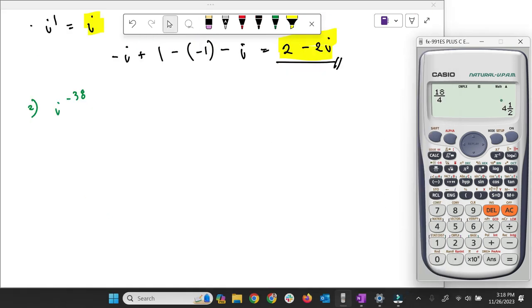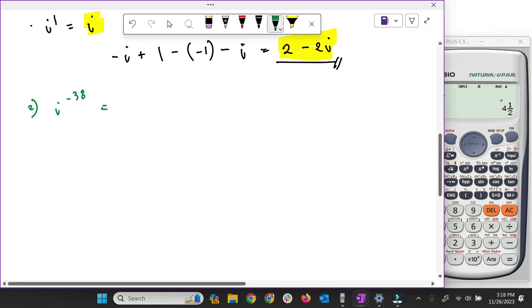For the next item, let's have i raised to negative 38. So, this is nakanegate, diba? So, kung i-rewrite ko siya, this is also equal to 1 over i raised to 38.